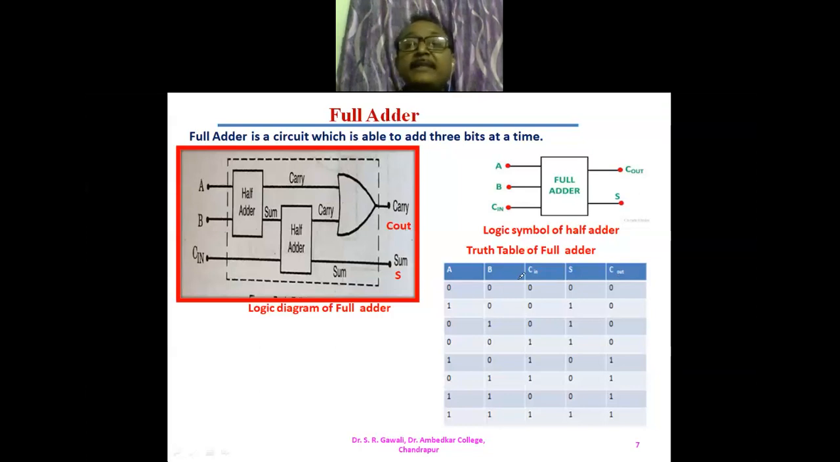So, if there are 3 inputs, then 2 raised to power 3, that is nothing but 8 possible combinations for the 3 inputs. So here, if there are n inputs, then 2 raised to power n is the number of possible ways of the different inputs.